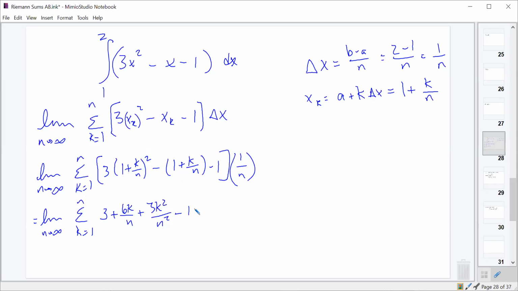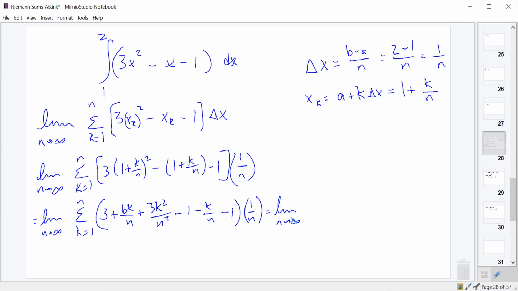We're going to have a minus 1. We're going to have a minus k over n. And we're going to have a minus 1. And then that's all going to be multiplied by 1 over n. Everyone good there?